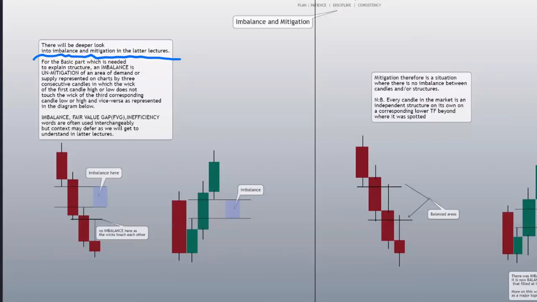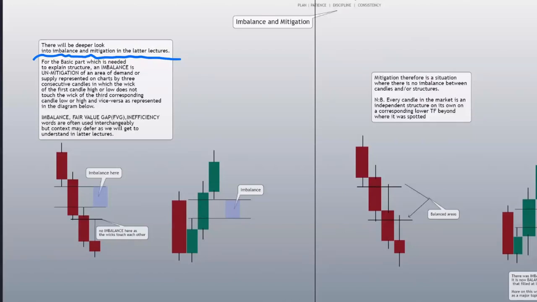All right. So for the basic part, which is needed to explain structure, an imbalance is a mitigation of an area of demand or supply represented on charts by three consecutive candles in which the wick of the first candle's high or low does not touch the wick of the third corresponding candle's low or high, and vice versa, as represented in the diagram below. Imbalance, or fair value gap, or inefficiency, or whatever you've chosen to call it. Even though we'll see the differences when we get to the major topic involving that, the words are often used interchangeably, but context may differ, as we will understand in later lectures.